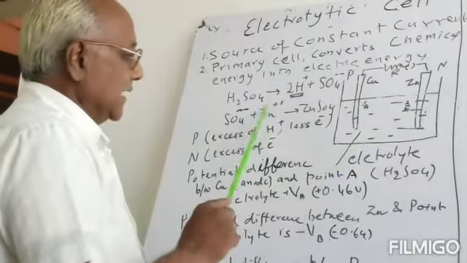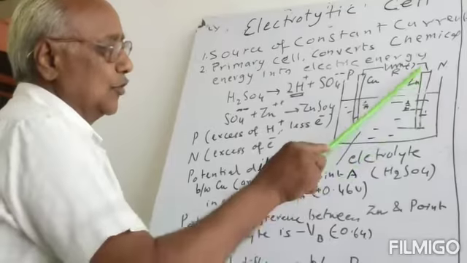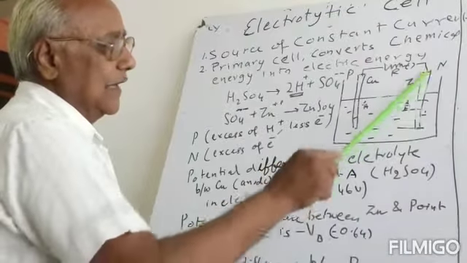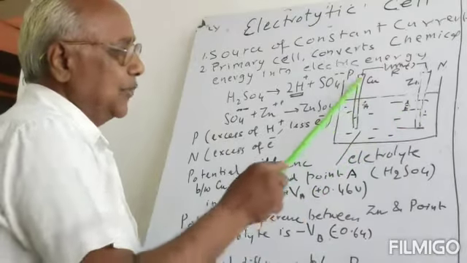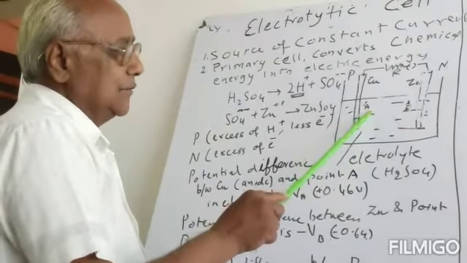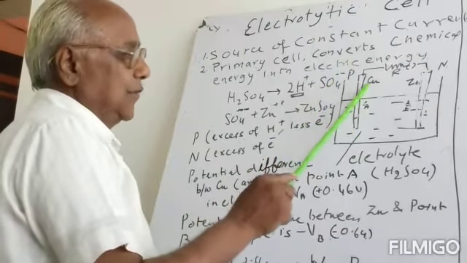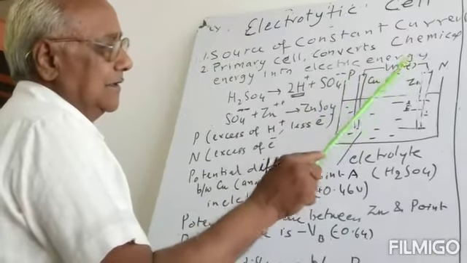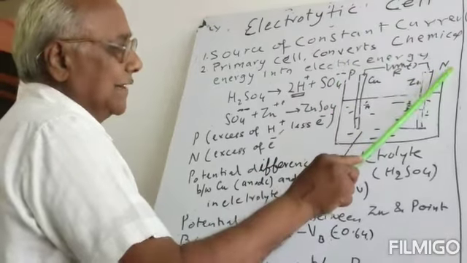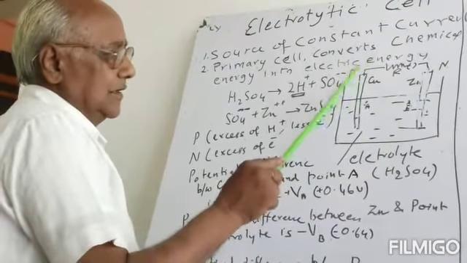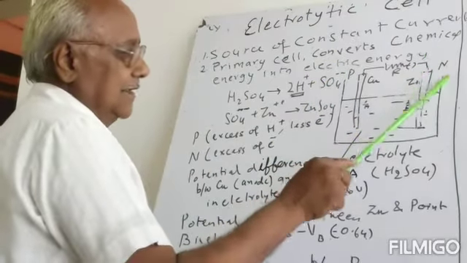So here the negative charge of the SO4 is given to the zinc. So there will be excess of electrons here in the zinc and there will be excess of positive charge here due to H+ on the copper. So copper works as a positive P and zinc behaves like a negative N, or we can say the copper is anode and zinc is cathode.